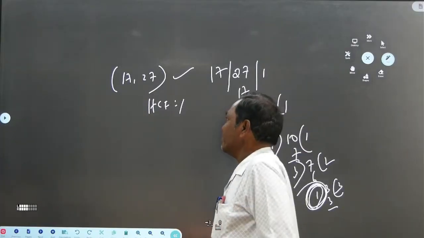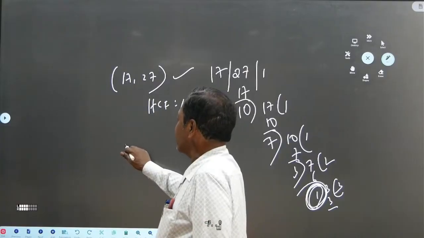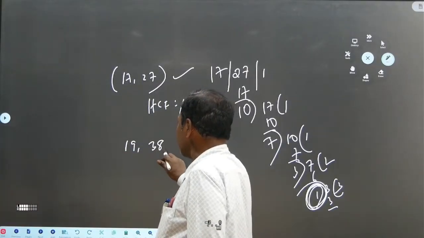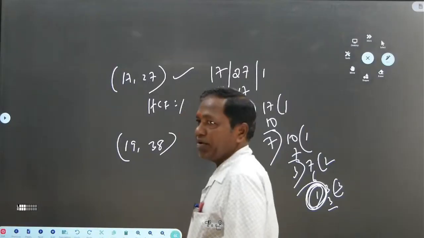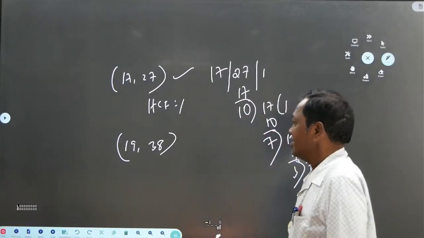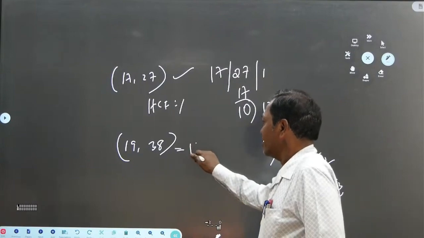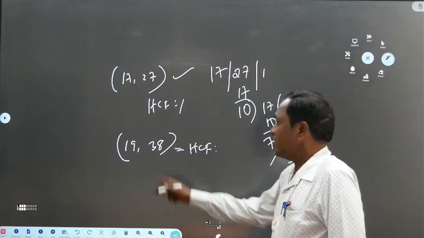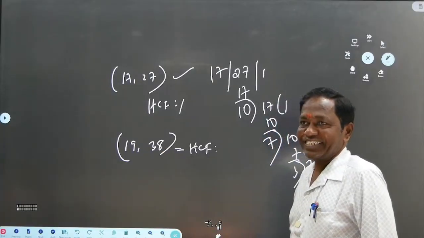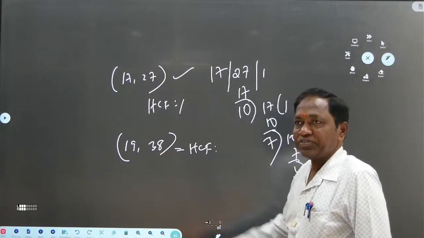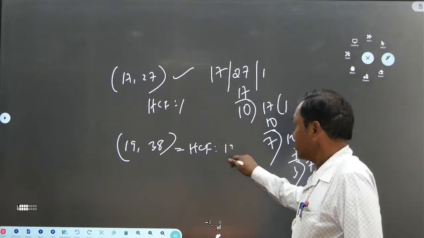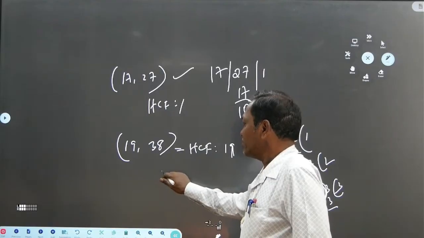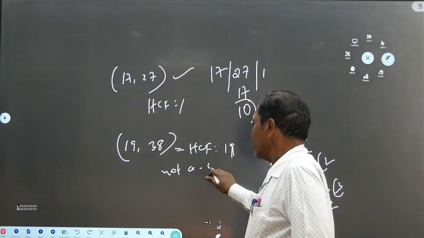Okay, yes. Next, if you take another example, if I ask 19, 38, what will happen? What is the HCF of this? 38 is a multiple of 19. So yes, this HCF is 19, but this is not a co-prime number. It's not co-prime.